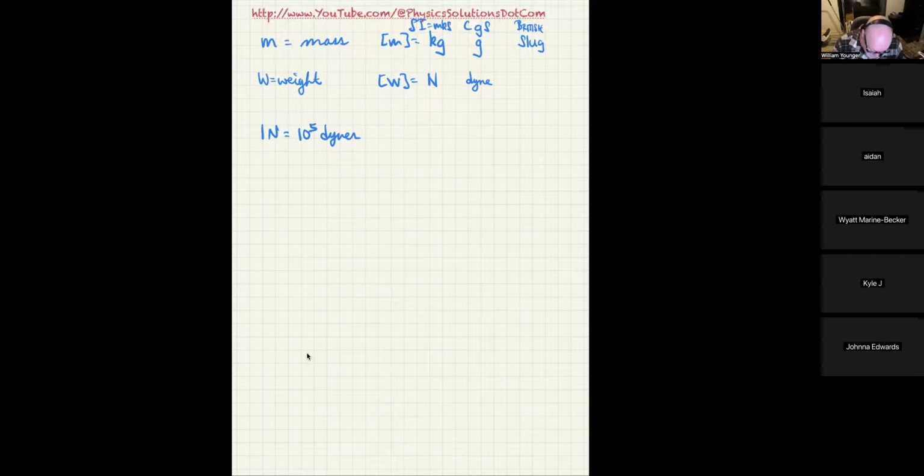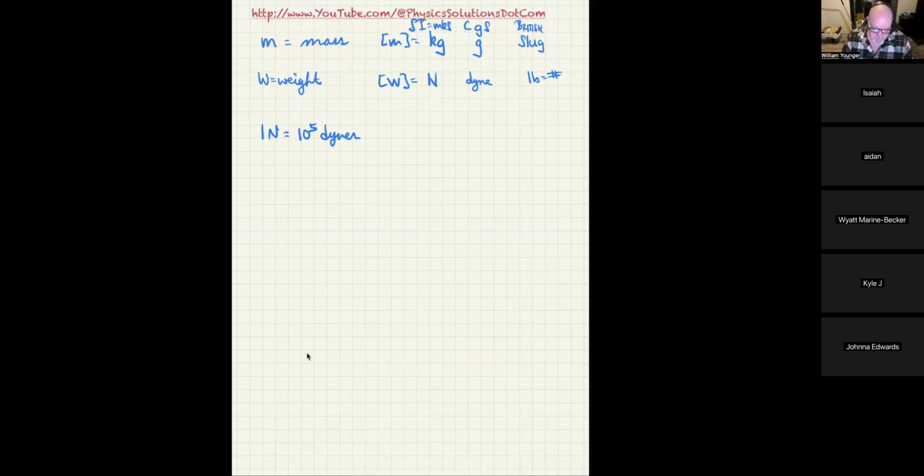Now, in the British system, the unit of force is the pound. And you can write it as the hashtag, or you can write it as the LB, or you can just write it as POUNDS. Okay.